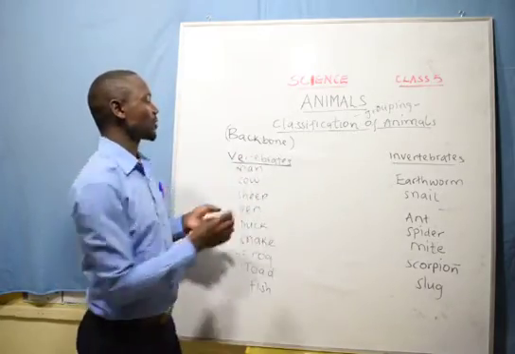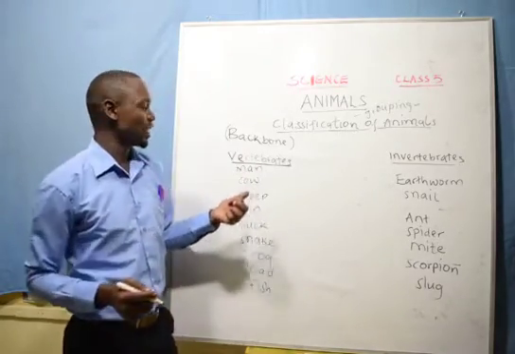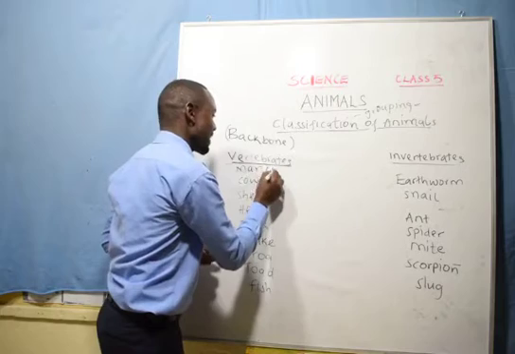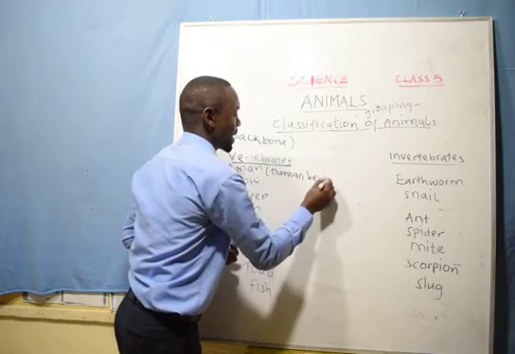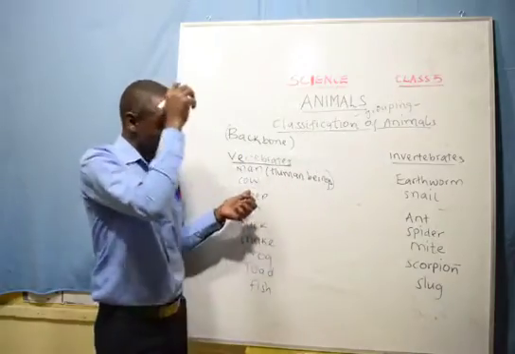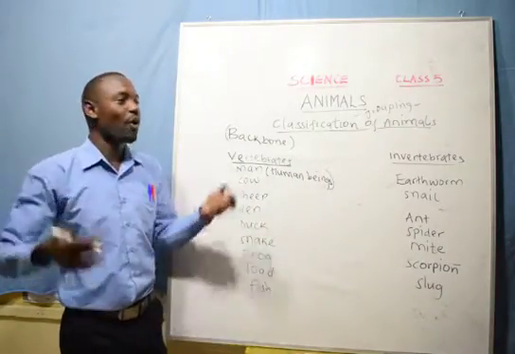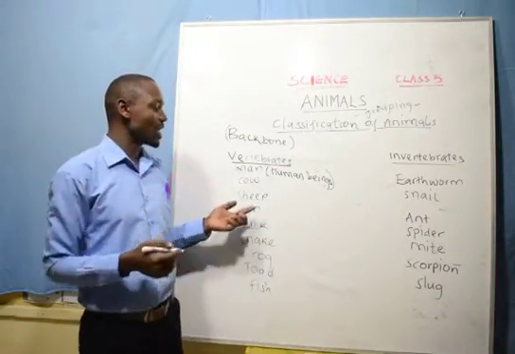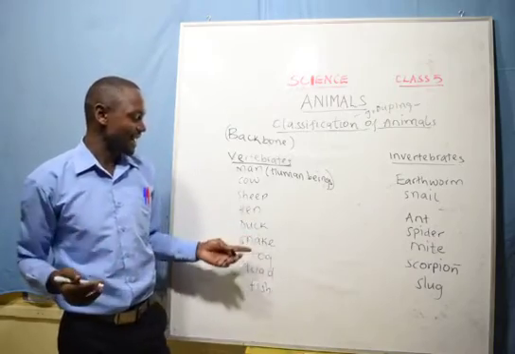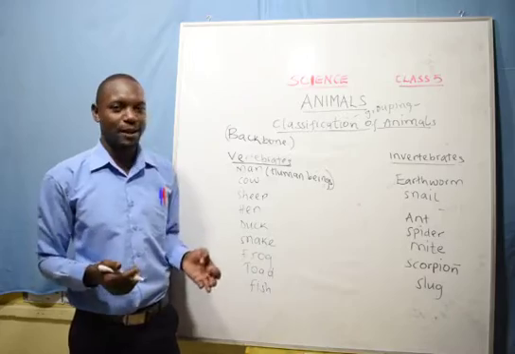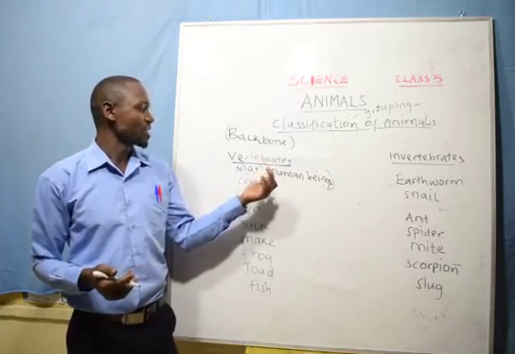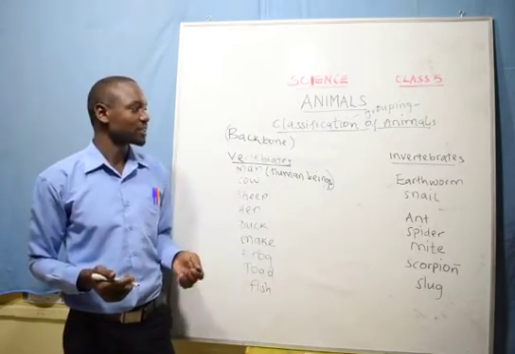So these are animals with backbone. Examples, we have man, that is human being. Everybody has a backbone. We have cow, we have sheep, all these big animals. We also have the hen or the chicken, duck, snake, frog, toad, fish. There are very many. These are animals with backbone. They are called vertebrates.